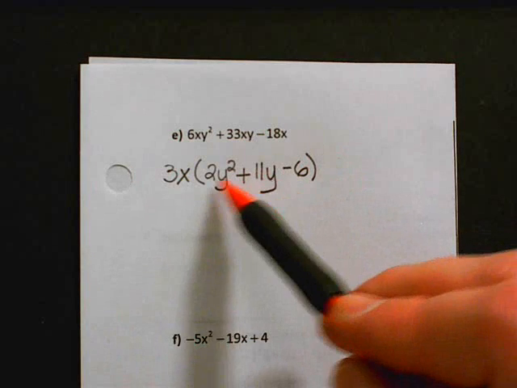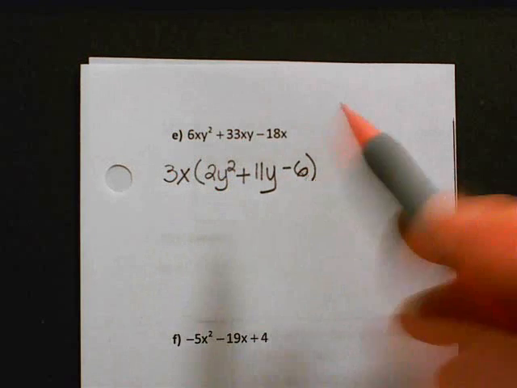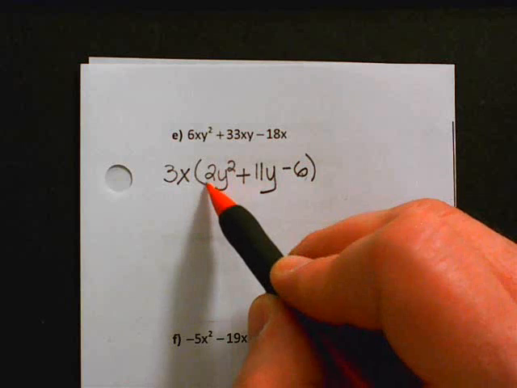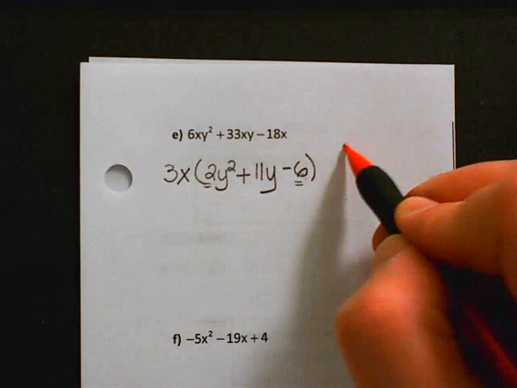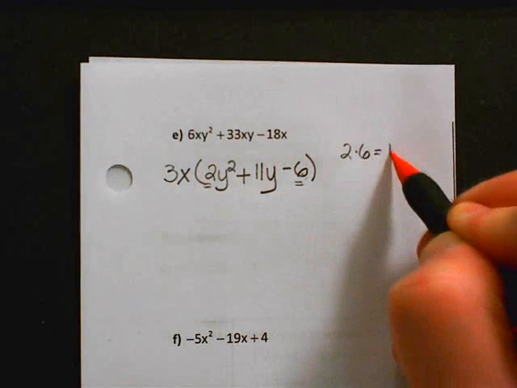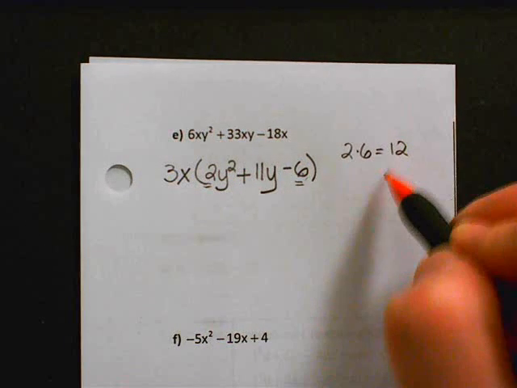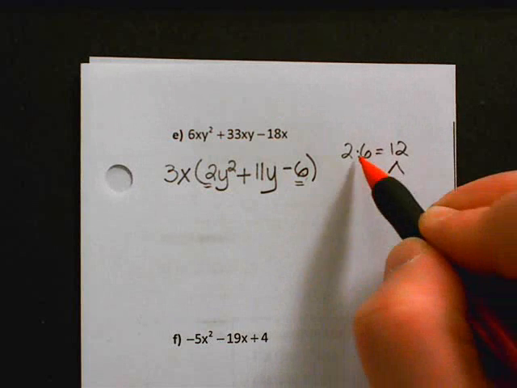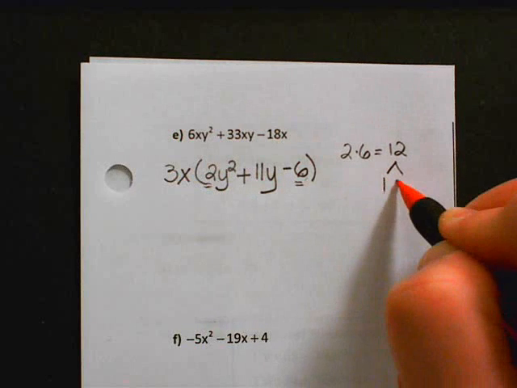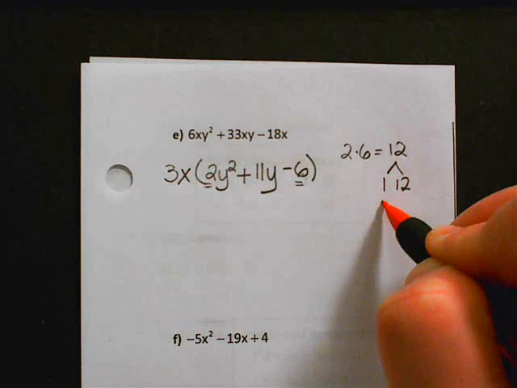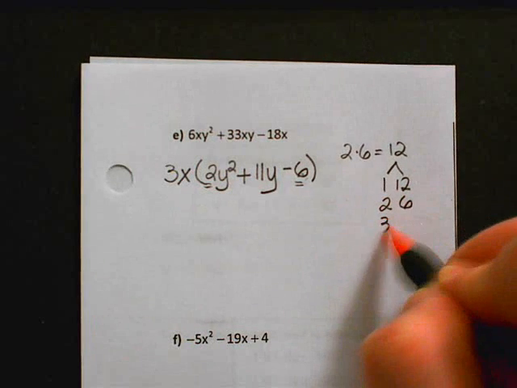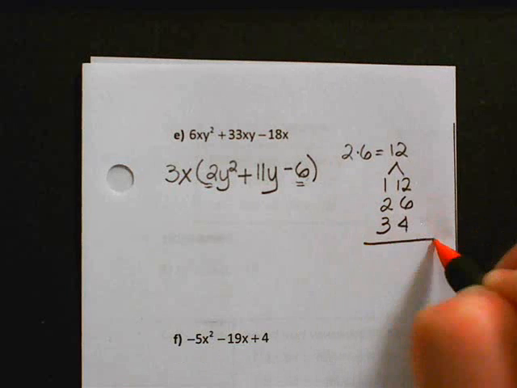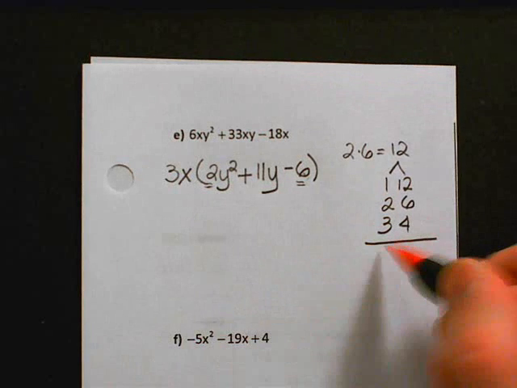let's factor these guys right here. Alright, so this would be 2 and 6. So 2 times 6 equals 12. And what are the numbers that give me 12? 1 and 12. 2 and 6. 3 and 4. And that will be it, because the next number will be a 4.